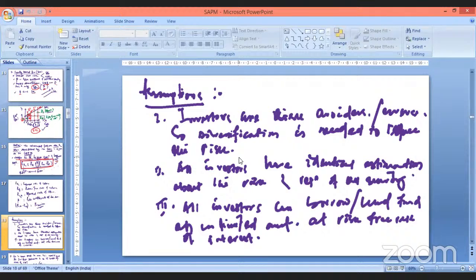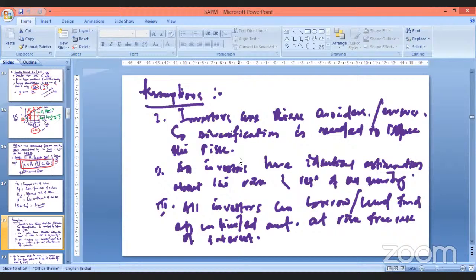Okay. The next one is that all investors have identical estimates of risk and return of all securities. By considering the market information, whatever risk you are estimating or whatever return you are estimating from the security, I am also estimating the same risk and same return as an investor. So all investors have identical estimation, meaning similar estimation on the basis of market information for determination of risk and return.